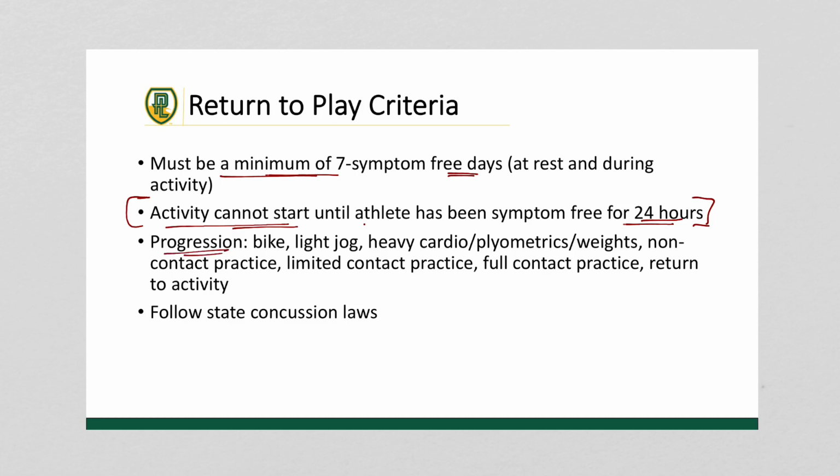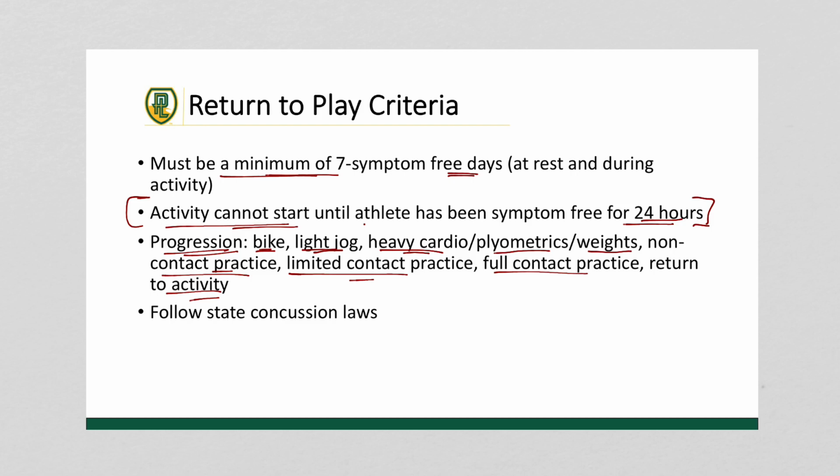But progression, what does that look like? So get on a bike, no symptoms. Light jog, no symptoms. Heavy cardio, plyometrics, weights, no symptoms. Non-contact practice, no symptoms. Limited contact practice, no symptoms. Full contact practice, no symptoms. Return to activity. Let's go.